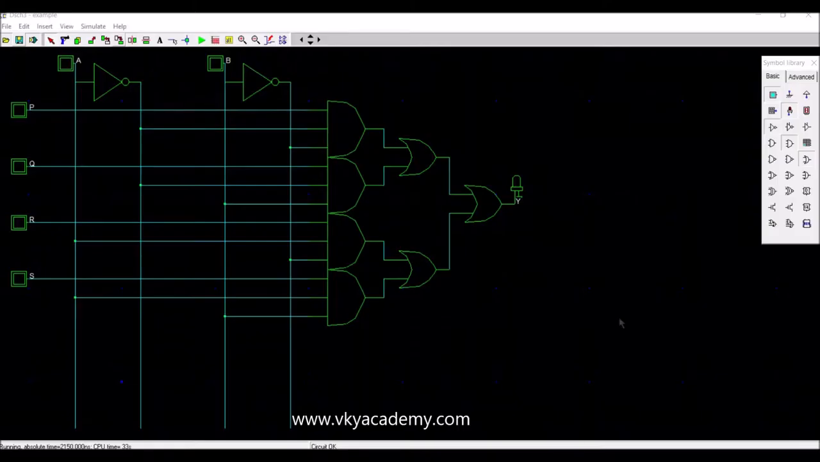Hello everyone. In lecture number 4, we have discussed what is a multiplexer, and we had designed a 4x1 multiplexer where the inputs are P, Q, R and S, and the selection lines are A and B, and the output is Y. In this lecture, we will design a 1x4 demultiplexer. So let us first understand what exactly a demultiplexer is.